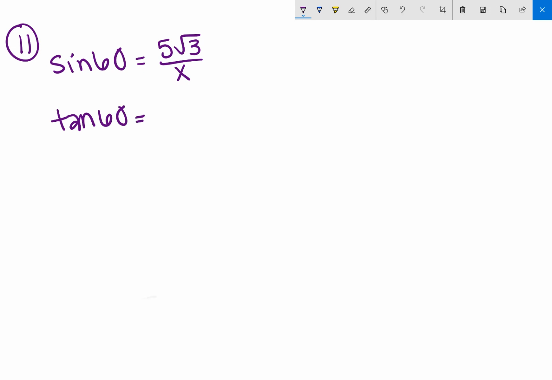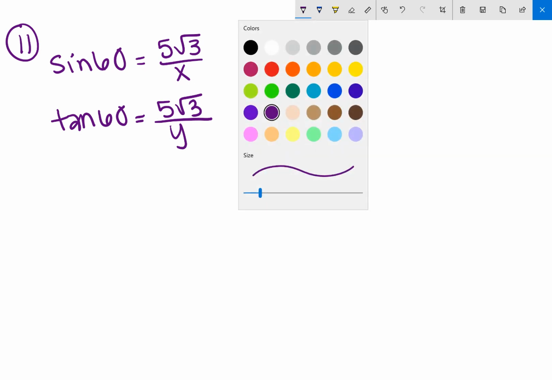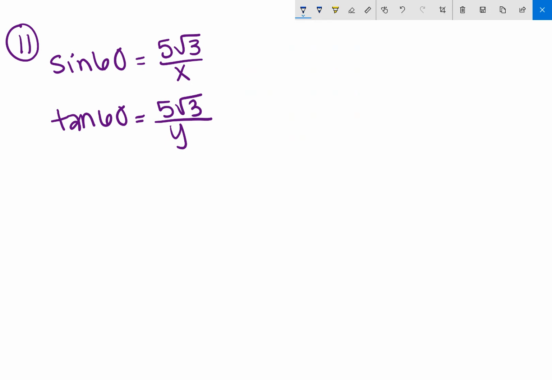I would use, let's see, because I have that 60 and I want my hypotenuse, I would need to do sine of 60 equals opposite 5 square root 3 over hypotenuse, which is X. And then to find Y, I would just do tangent of 60 equals opposite over adjacent. Okay.